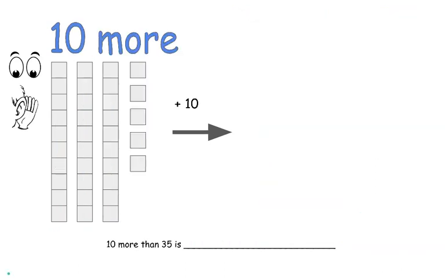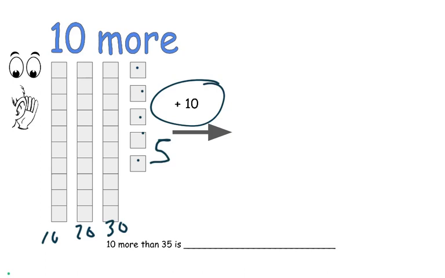Good. Now we're going to look at 10 more. So more. We're adding again. We're adding. I'm going to count my picture. We have 10, 20, 30. 1, 2, 3, 4, 5. Okay, 5. So we have 35. Now I need to do 10 more.